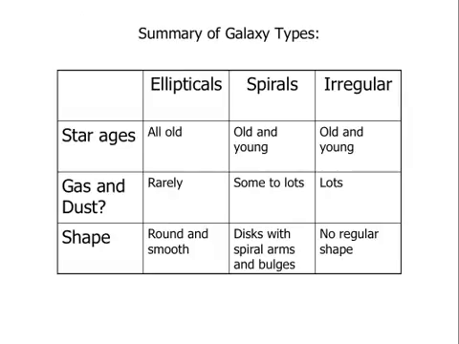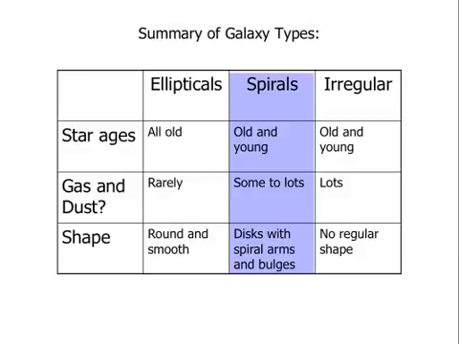So here's a summary of galaxy types. Ellipticals have old stars. They're sort of yellowish in color because of that. They don't have any young, hot blue stars. They rarely have gas and dust in them. And their shapes, they're fairly much round. The oval counts as round. And they're fairly smooth. There are no obvious features to them.